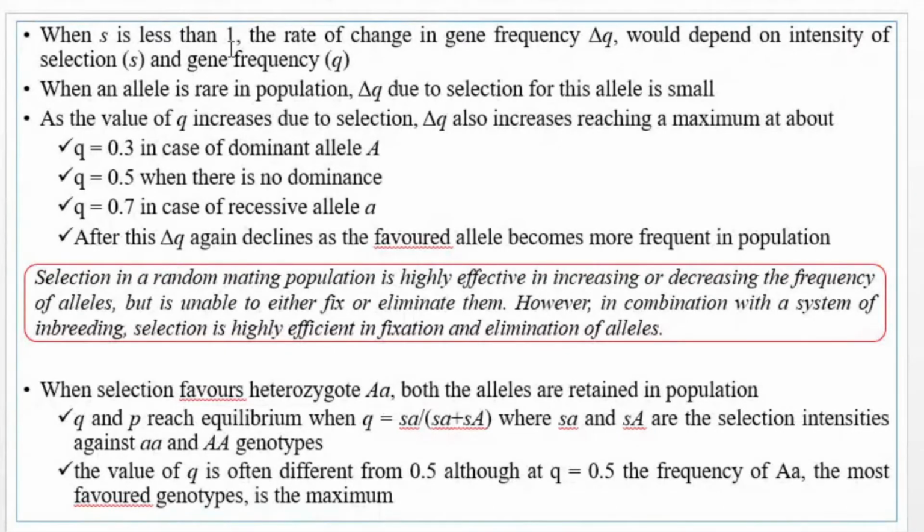So Q and P reach equilibrium when Q is equal to S_a upon S_a plus S_A, where S_a and S_A are the selection intensities against homozygous recessive and homozygous dominant genotypes. Selection intensity हो यो। So P र Q चाहिँ equilibrium कतिखेर पुग्छ भन्दा when Q is equal to selection intensity for the recessive allele a upon selection intensity of recessive plus selection intensity for the dominant allele. It becomes equilibrium. The value of Q often differs from 0.5, although at Q is equal to 0.5, the frequency of heterozygotes, the most favored genotype, is the maximum.